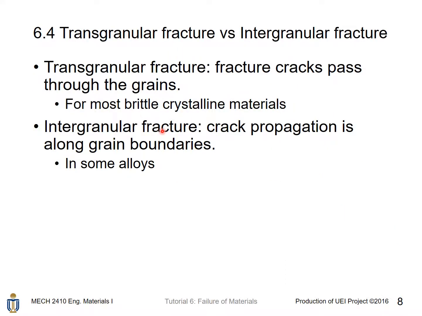How the crack propagates within the material is also a point of interest for our study. There are two fracture types where we characterize the fracture in terms of how the crack propagates within polycrystalline solids. The first one is transgranular fracture, and the second one is intergranular fracture. For transgranular fracture, the cracks pass through the grains, which is the process for most brittle crystalline materials. But for intergranular fracture, the crack propagation is along grain boundaries and does not pass through the grains. Such a process happens in some alloys.